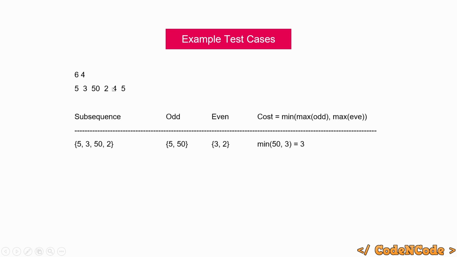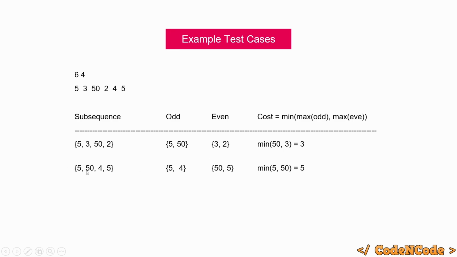So let's say we pick this subsequence 5 3 50 and 2. This is one of the possible 4 length subsequences, right? So the odd indices elements are 5 and 50. Max of this will be 50. Even indices elements are 3 and 2. Max of 3 and 2 will be 3. So the minimum of these two will be 3. So the cost of this subsequence is 3 actually.